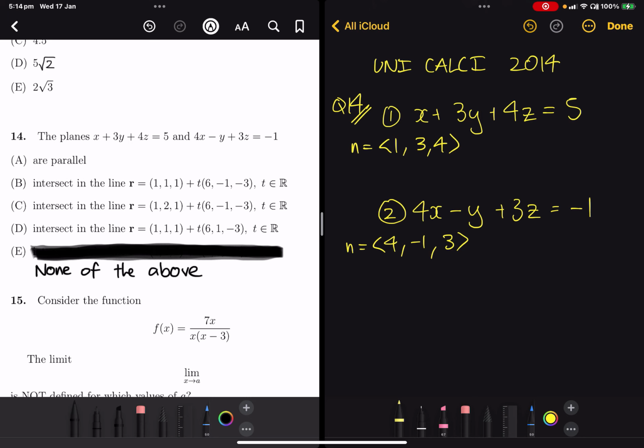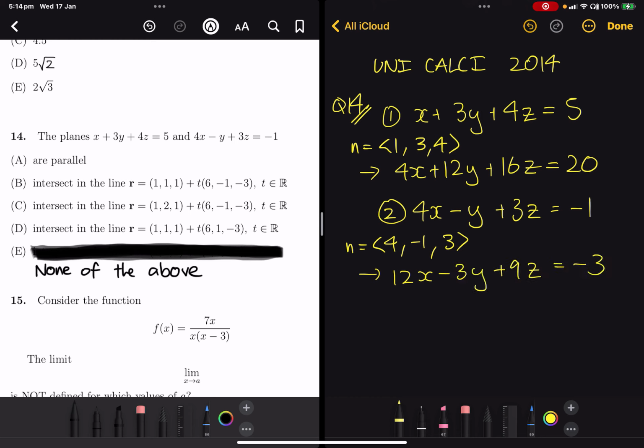The way we're going to do this is we are going to solve these equations simultaneously. We're going to use the elimination method to cancel some variables so that we can get some equations with only 2 unknowns in them as opposed to 3. So let's have a look here. If we multiply this first equation by 4, we get 4x plus 12y plus 16z equals 20. If we multiply the second equation by 3, we get 12x minus 3y plus 9z is equal to minus 3.